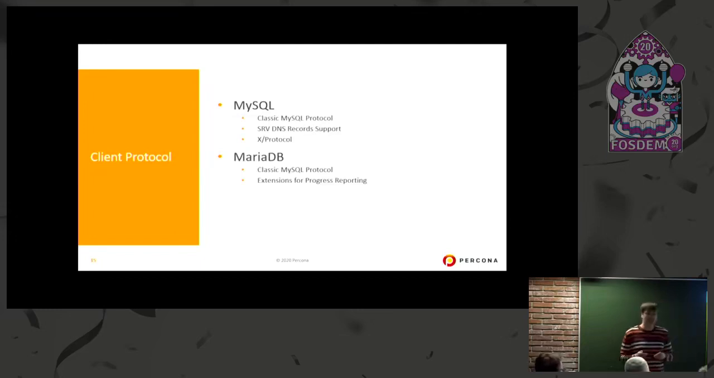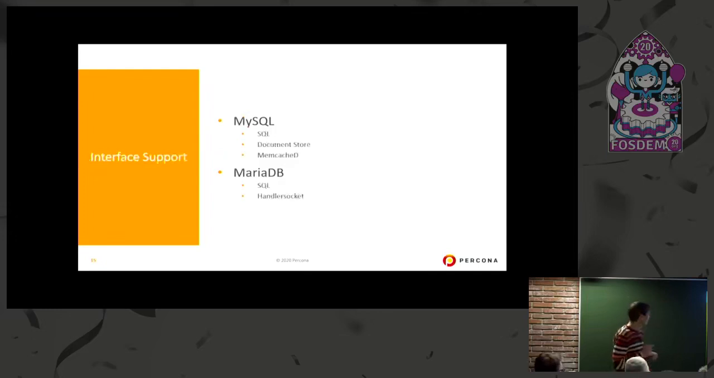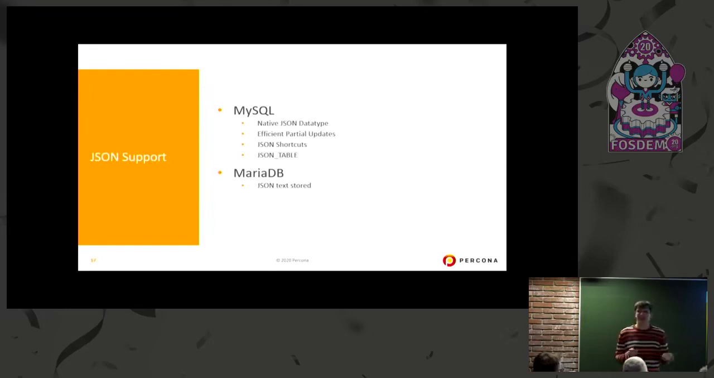There are differences, for example, in client protocol, and in terms of what kind of interface support there is. I think the most important one here is that MariaDB doesn't do doc store, right? Probably doesn't believe in doc store. JSON support is very different. I would say at this point the MySQL JSON support is significantly more advanced than what is in MariaDB.